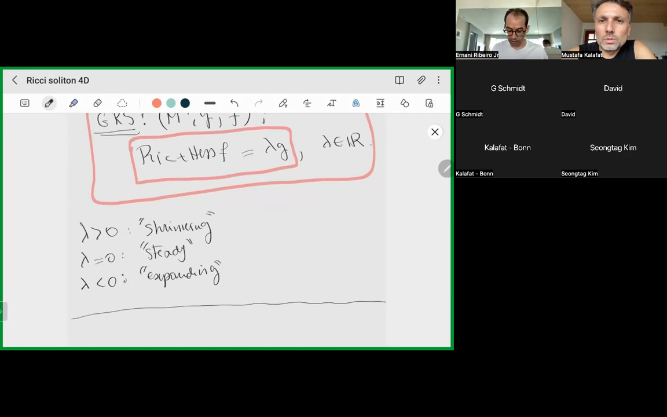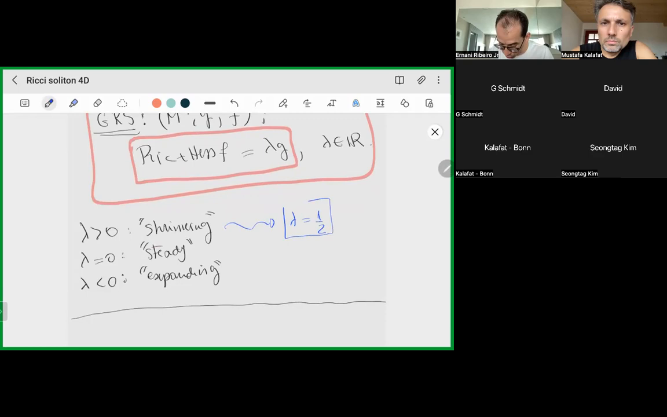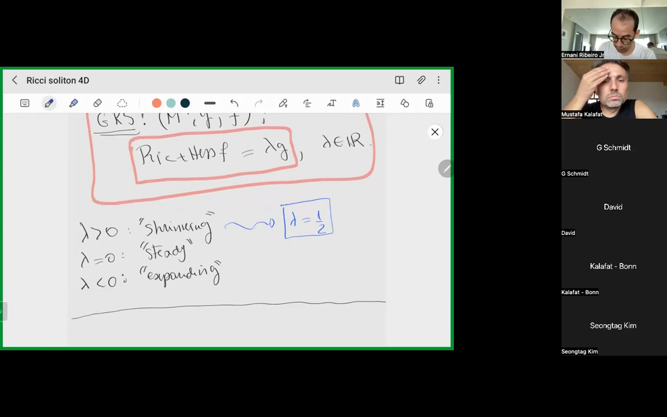Another thing that is very common in this case is taking a scaling of the metric and assuming that lambda is equal to 1/2, always, just to take a normalization. Here it is the same: when expanding, we take a normalization of lambda to be minus 1/2. Then without loss of generality, we may take a scale of the metric and consider lambda to be 1/2 and lambda to be minus 1/2 in this case.